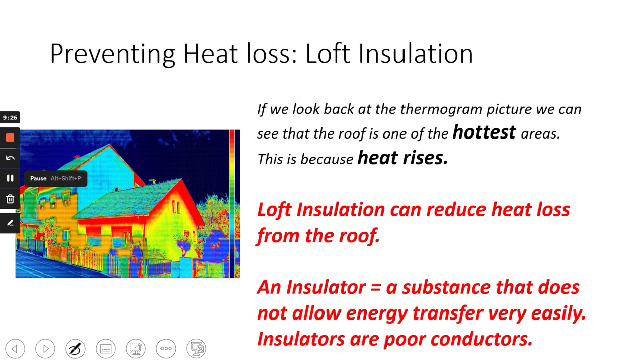However, there are ways of preventing this heat loss. So first of all, we'll look at loft insulation. Looking back at the thermogram, we can see that the roof is one of the hottest areas, and hence these will be the areas where lots of heat is lost. There's lots of heat here, as we talked about before. Convection currents in the house will cause the warm air to rise to the roof. We can fit loft insulation to reduce this heat loss. An insulator is a substance that does not allow energy transfer very easily, and they're very poor conductors.